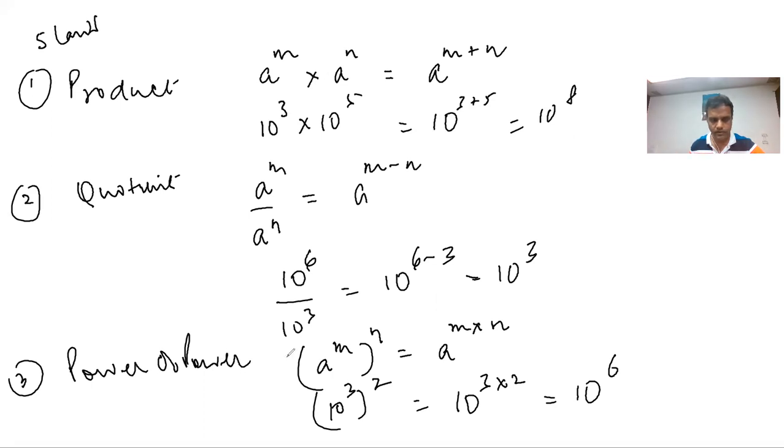Power of power, the number with an exponent, whole to the power of a different exponent, power to the power. There, what happens? Same number, these exponents get multiplied, m into n. So I just gave you the example, which can be easily understood. Now there is one more I'll quickly cover up, which is the most important, which is the fourth one.